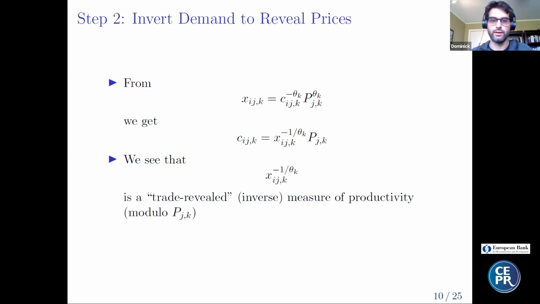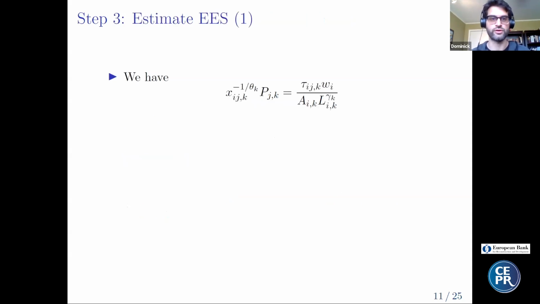If you have the trade flows themselves, once you know the international demand system, they reveal how productive, or how low the costs, in different countries are going to be. So this is what I mean by inverting demand: taking the trade flows and the demand system to reveal prices or productivity, the inverse.